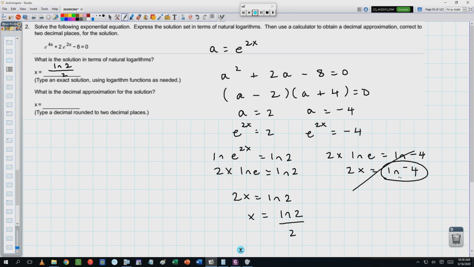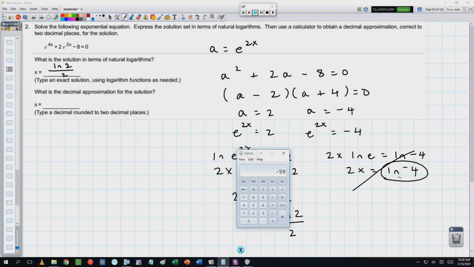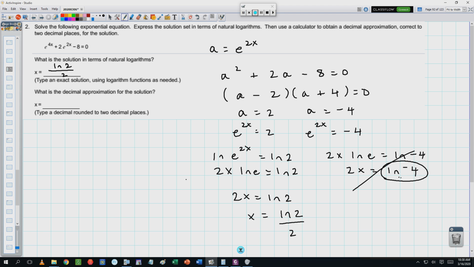What is the decimal approximation? I can't do that using my supercalculator. I don't know why that question's there.